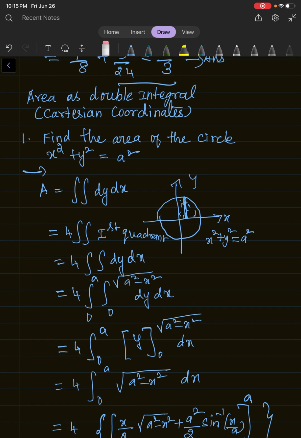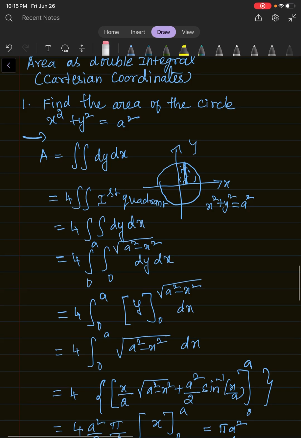Next, we are going to find area of a double integral using Cartesian coordinate. The formula is given by A equal to double integral dy dx. We see one example. Find the area of the circle x square plus y square equal to a square. So we are going to draw the circle like this.